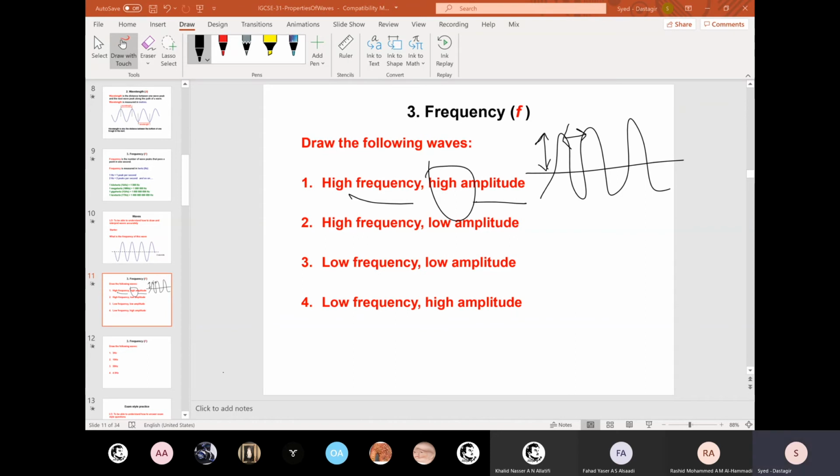We've got about 1.5 minutes left. Try and draw them neatly.